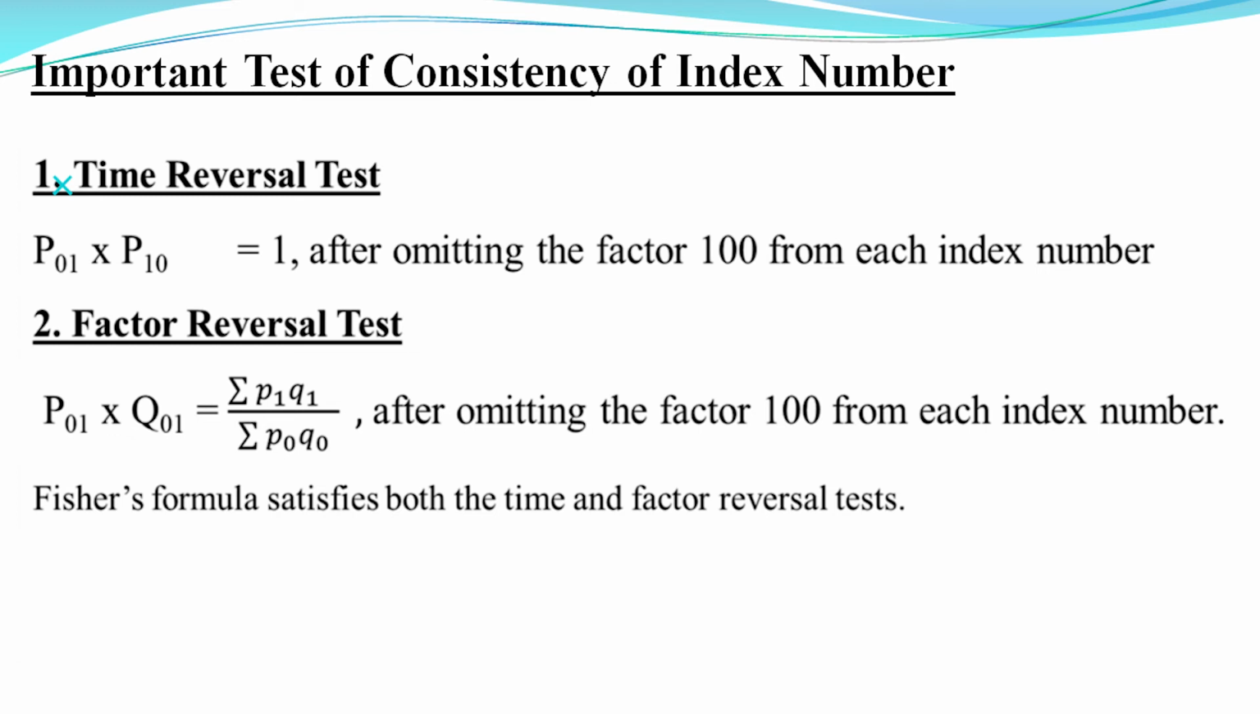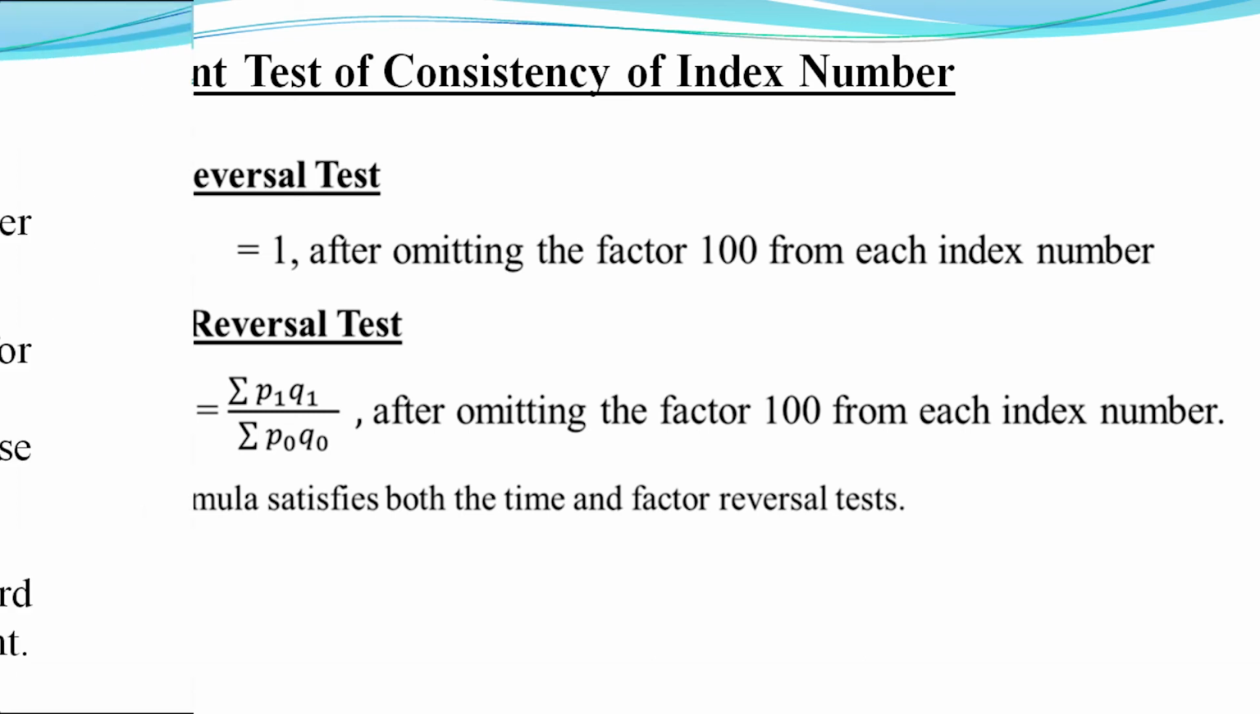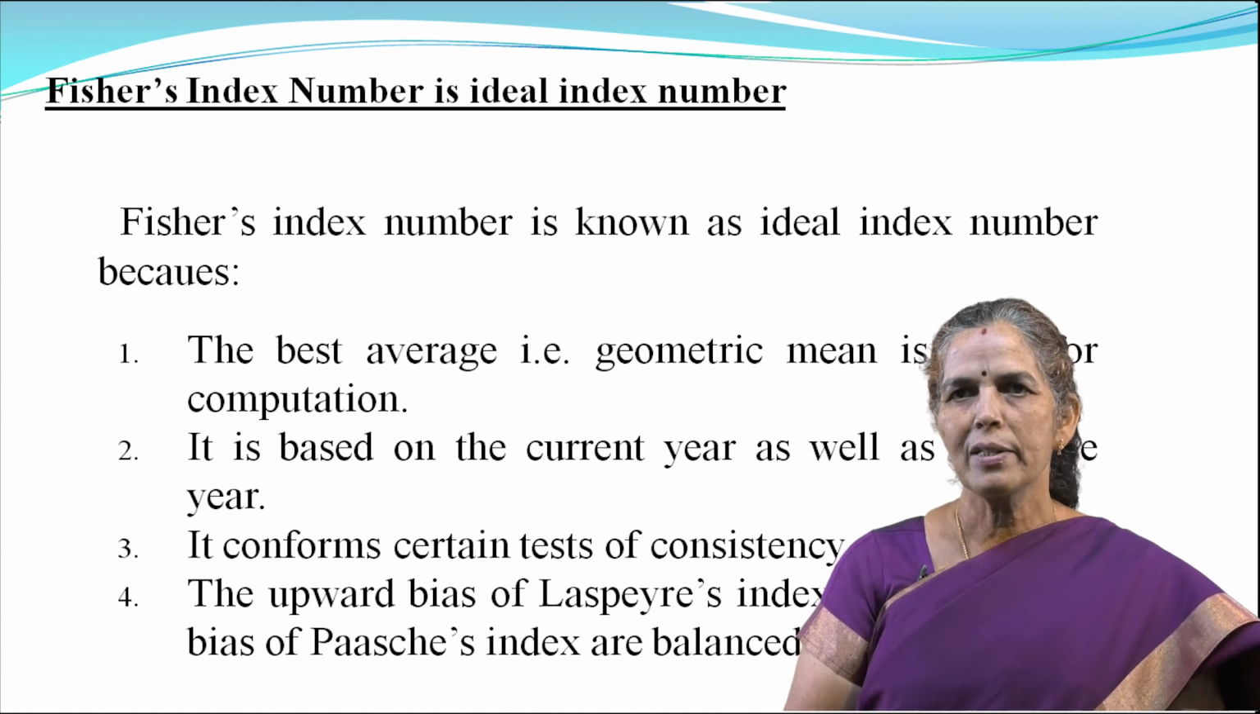Number 2, factor reversal test. In this we have two factors. One is price, another is quantity. That is price index number into quantity index number. This must give summation P1 Q1 divided by summation P0 Q0. This is nothing but current year value divided by base year value. After omitting the factor 100 from each index, only Fisher's formula satisfies both the time and factor reversal tests. Therefore, it is called the ideal index number.